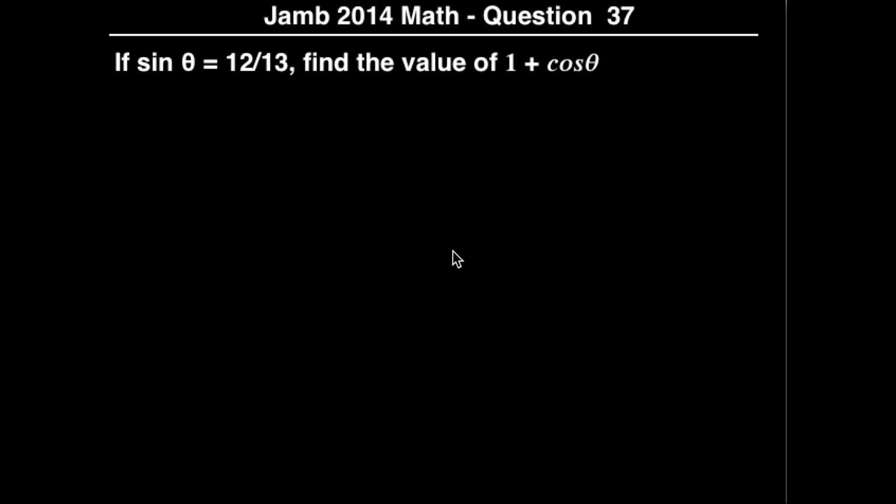We're looking at question 37 from the JAMB 2014 math exam, and we're told that if the sine of theta is equal to 12 over 13, we need to find the value of 1 plus cosine of theta. In order to answer this question, you need to know what the sine of theta is referring to.